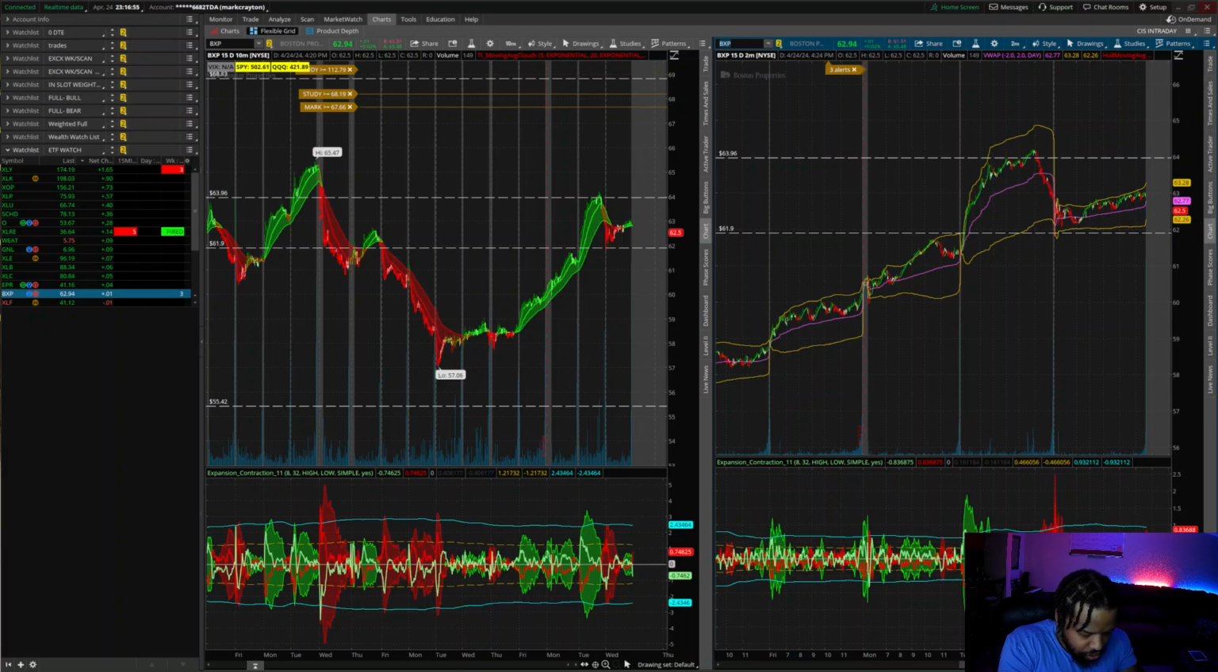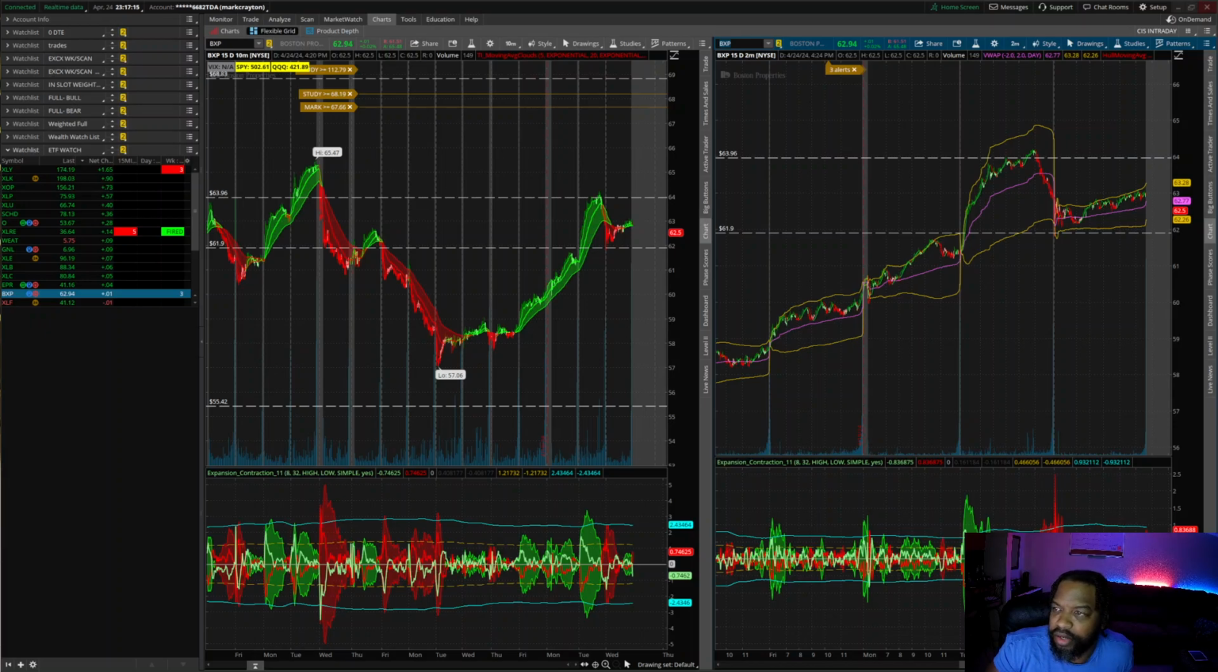Volume profile. Cool. Trading examples with a volume profile. What is volume profile? I just want to pull up a chart with volume profile on it.